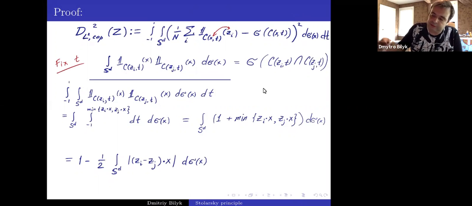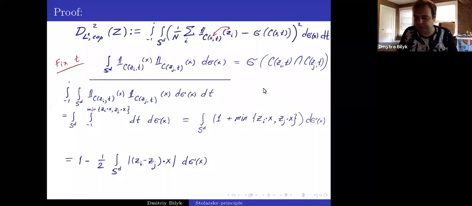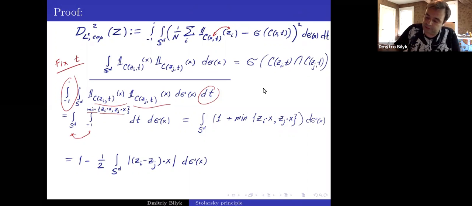And if I integrate, I would just get the surface measure of the intersection. Well, if you look at two spherical caps, it's not very nice to write down what the surface measure of the intersection is. But this is where averaging over all heights, averaging over all t, comes to help. So now if you average over all t, let's compute this integral. We interchange the order of integration. And now we see t has to be less than zi dot x and less than zj dot x. That's why you're integrating from -1 to this minimum. It has to be less than the minimum. So you get this expression now.